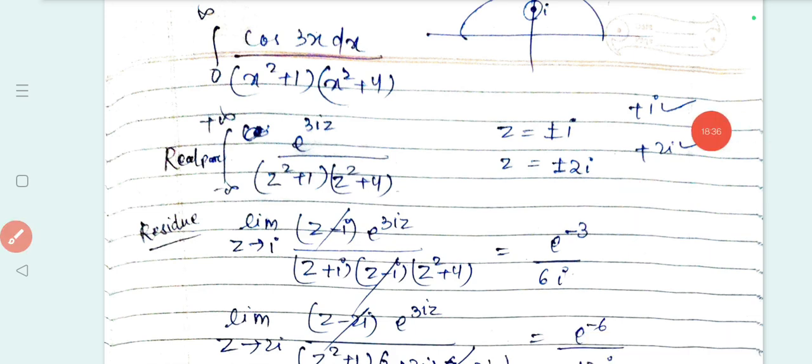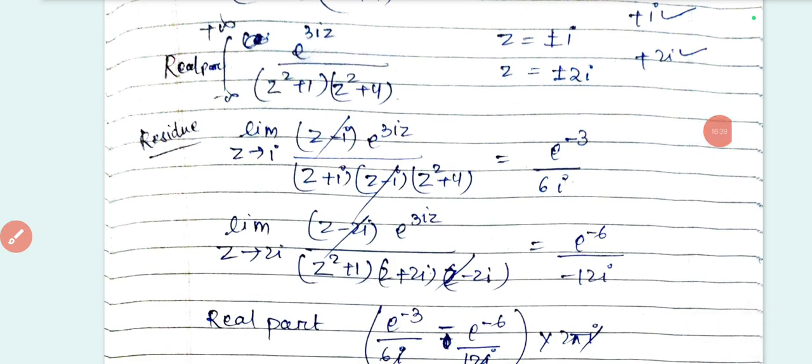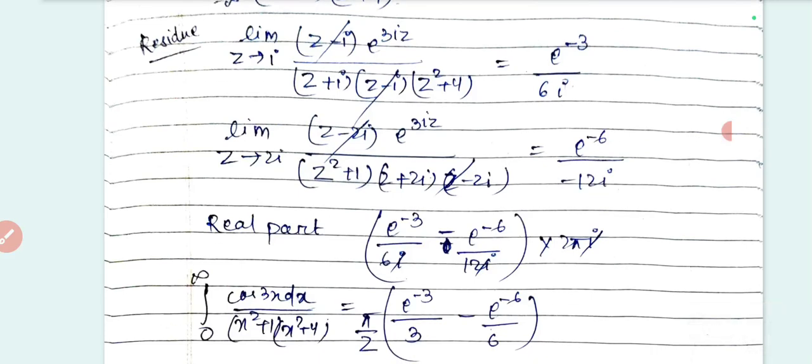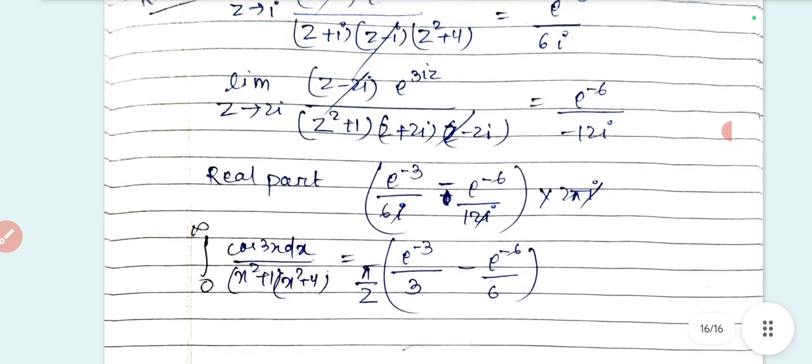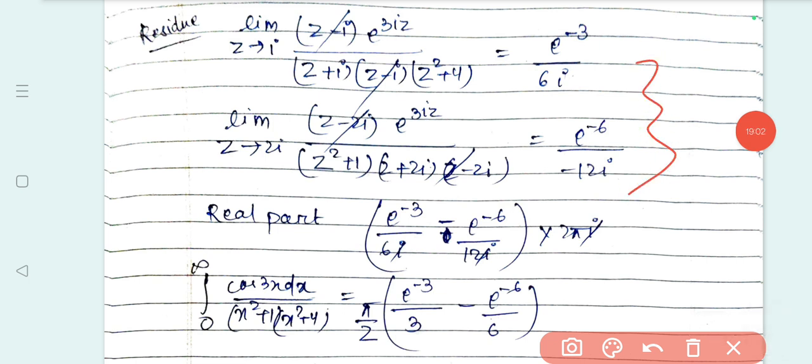These are simple poles. To find the residue, limit z tends to i, (z minus i) f(z). z minus i will cancel out and put i in place of z. Find the answer. Then for z tends to 2i, limit z tends to 2i, (z minus 2i) f(z). Put 2i, z minus 2i will cancel out. Find the sum of these two residues. Then multiply it by 2 pi i. Since we have found the answer for minus infinity to plus infinity, for 0 to infinity, the answer will be half of it. Okay.